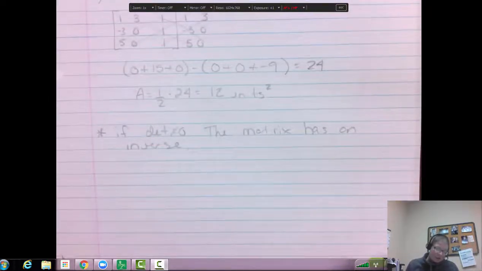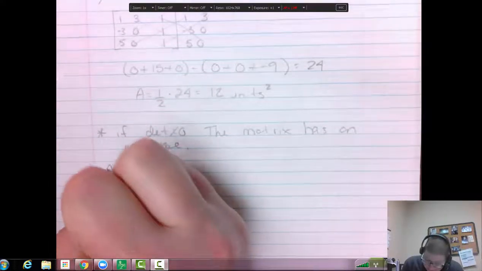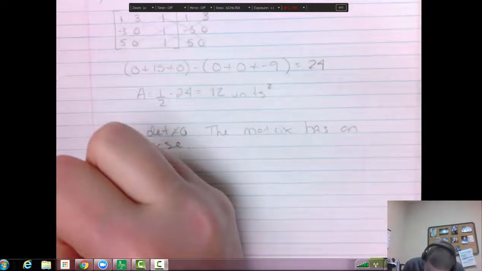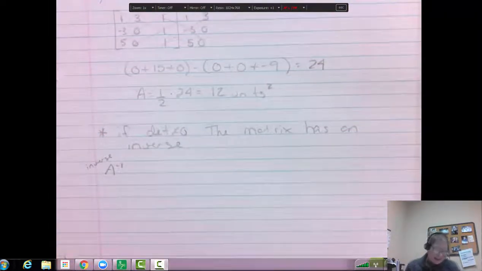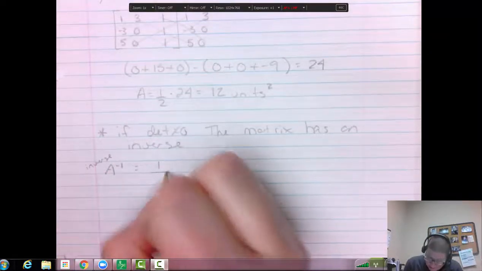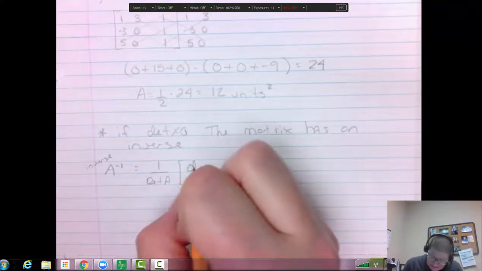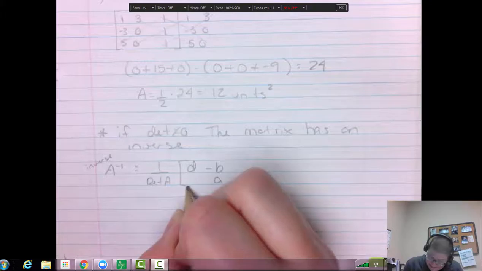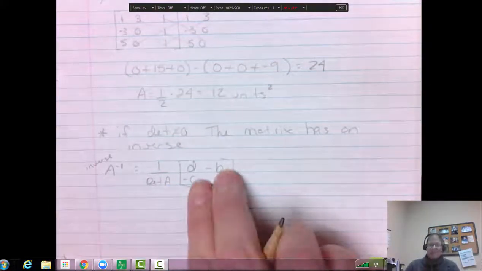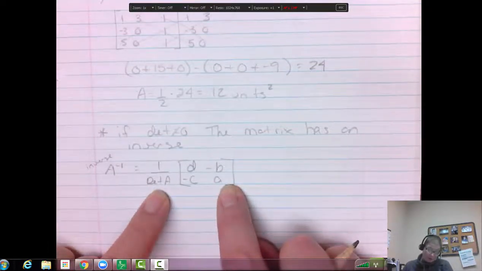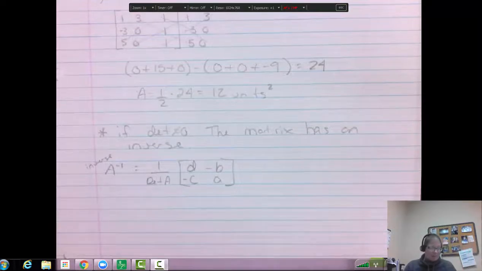Okay, and then they were showing that the inverse of matrix A is equal to 1 over the determinant of A times, and this is a little tricky, D, negative B, negative C, A. So you have to change the signs of these two and switch these two. And then you times it by 1 over the determinant, and that will give you the inverse. So let's play with that a little bit.